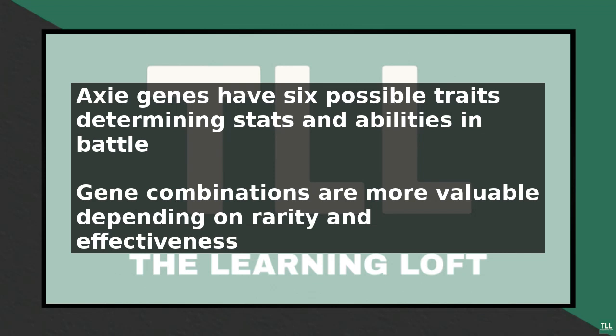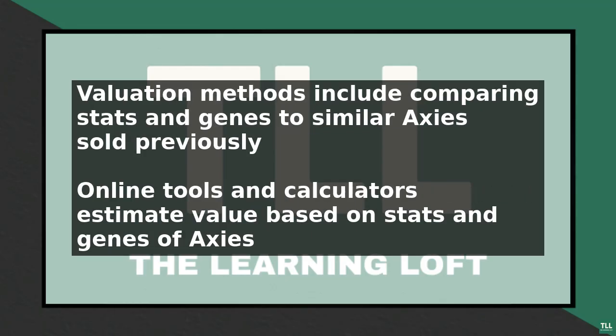To illustrate these concepts, let's consider a practical example. Suppose you have an Axie with a rare body part and high stats, but its genes are not particularly valuable. In this case, you may need to lower your asking price to reflect the Axie's limitations. On the other hand, if you have an Axie with a highly valuable gene combination, you may be able to command a higher price, even if its stats are not as high.